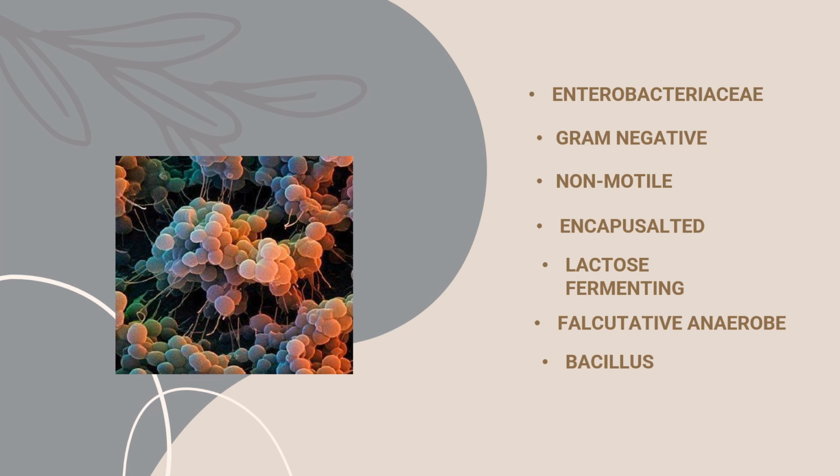It is non-motile, which means it really can't move independently. It's encapsulated, which means that it's encased by another layer of protection to protect it from other toxic compounds. This particular microbe is great at consuming sugars and converting them into other components such as lactic acid, which is in milk and yogurt. This microbe does not require oxygen to grow, and it is rod-shaped.